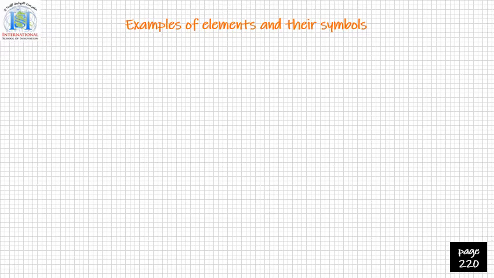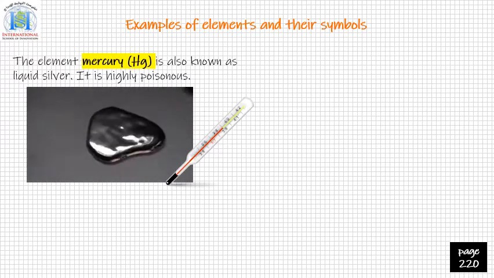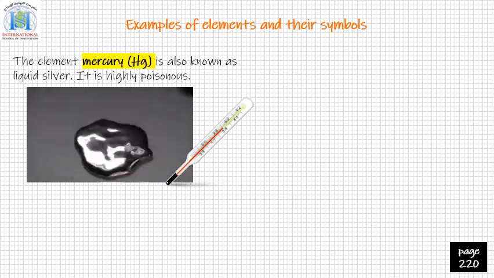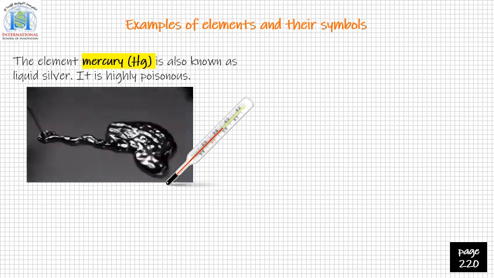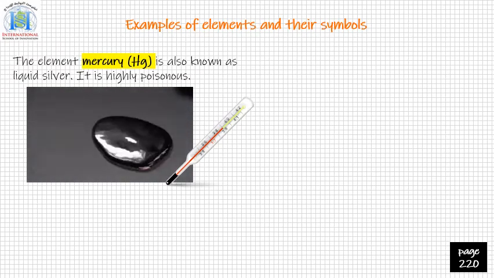Some of the symbols are easy to remember, so chemists use symbols to represent elements. A symbol is a letter or picture used to represent something. They use one or two letters to represent elements. We use the symbol Hg for mercury. Mercury is a liquid silver that is highly poisonous and that is used in thermometers.